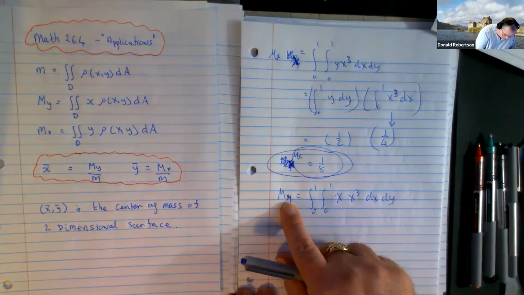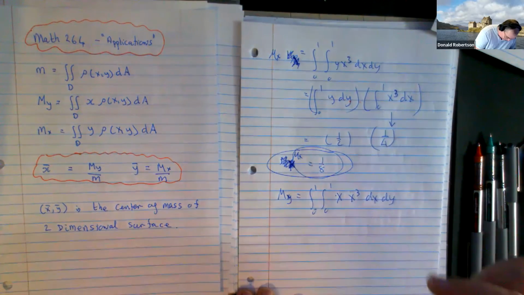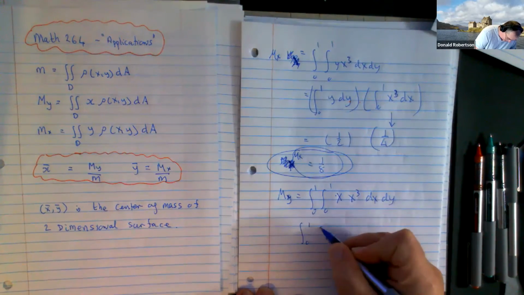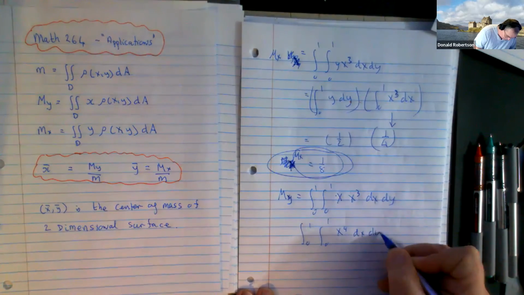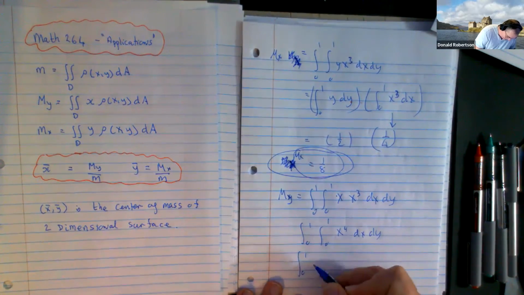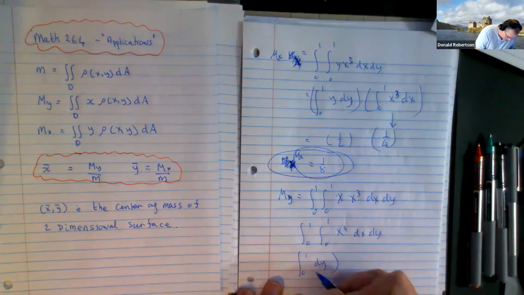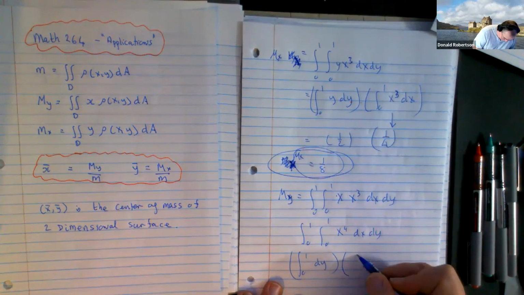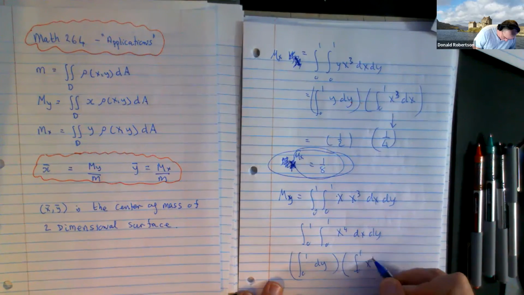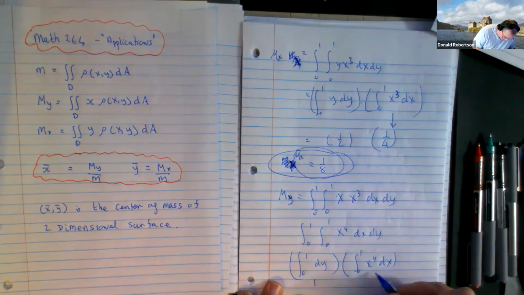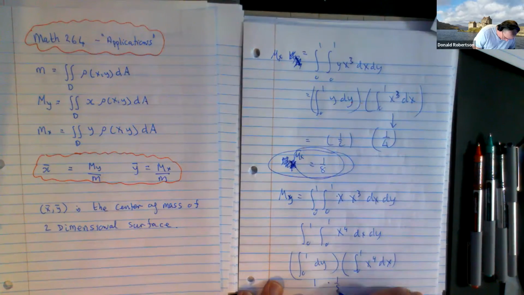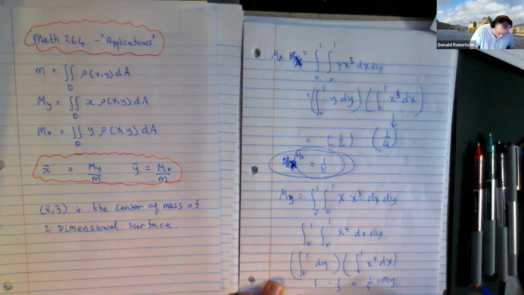Right, this guy, the moment around the y is going to be x times that fella. So it's going to be basically this one, which I can split. This guy ends up being 1. This guy ends up being a fifth. So the answer to this one is 1/5.